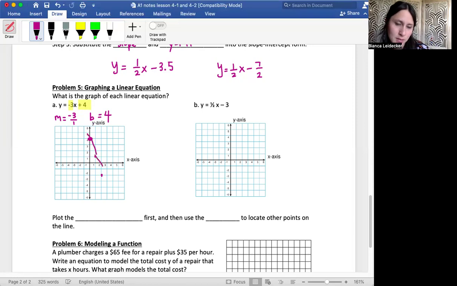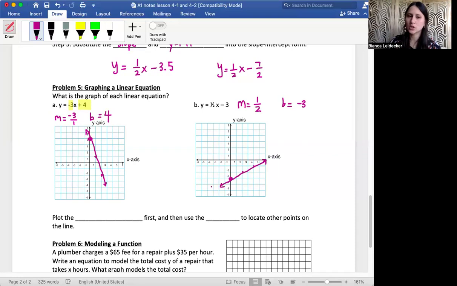My board is not good. There you go, a bit of a stretch. There's your line. Over here, my slope is 1/2. My intercept is -3. So plot your intercept first. Then from there, you can count your slope. It's going up 1/2, up 1/2. We can continue that, and then we're going to connect them. And there's your line. You want to extend your line all the way through your graph.